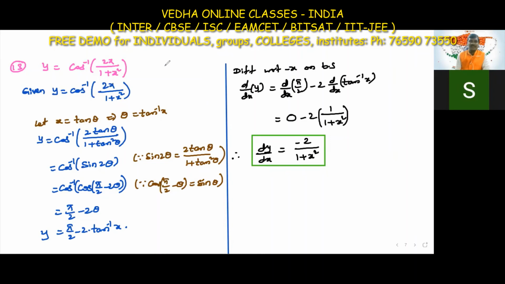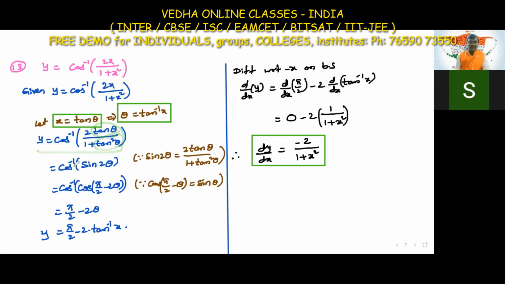So here, the given function is cos inverse of 2x by 1 plus x square. In this function, I am taking x is equal to tan theta. So theta is equal to tan inverse x. We use this afterwards. Now here y is equal to cos inverse of, in place of x, we are replacing tan theta. So 2x means 2 tan theta divided by 1 plus x square, which means 1 plus tan square theta.